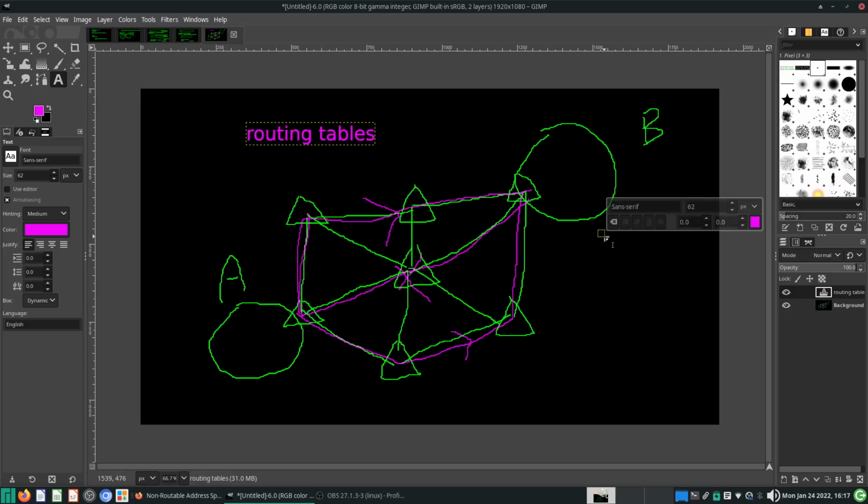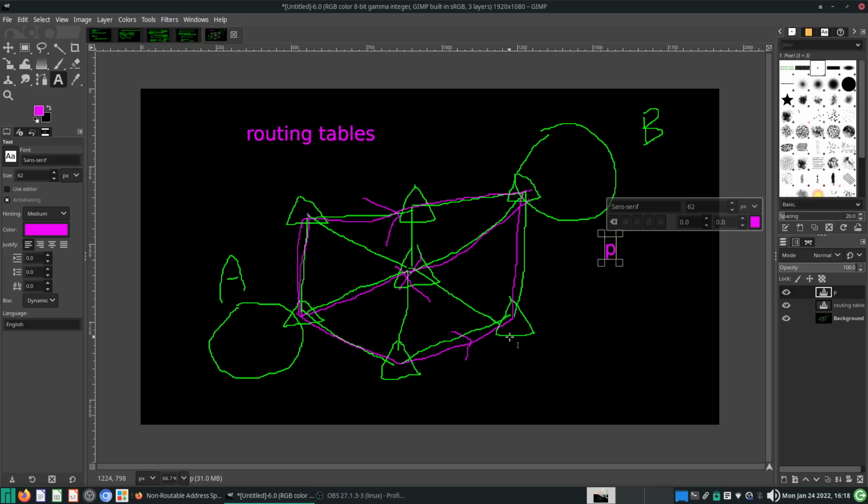Routing tables. For the layman, you don't really need to know what routing tables are. Just know that there is an algorithm to help decide what route is the fastest and most reliable.